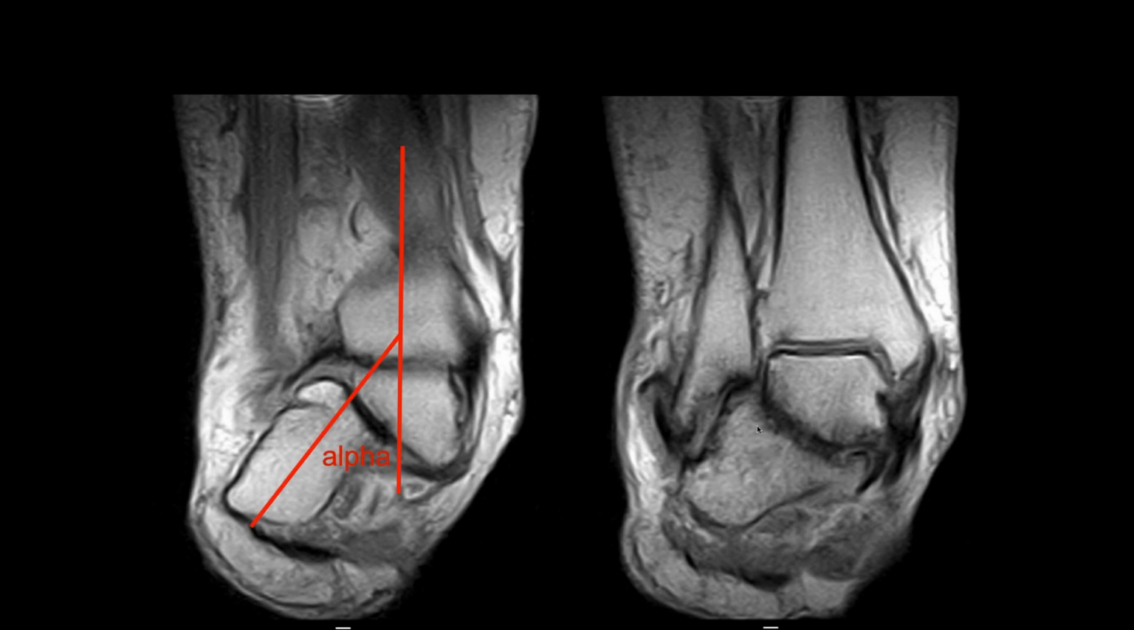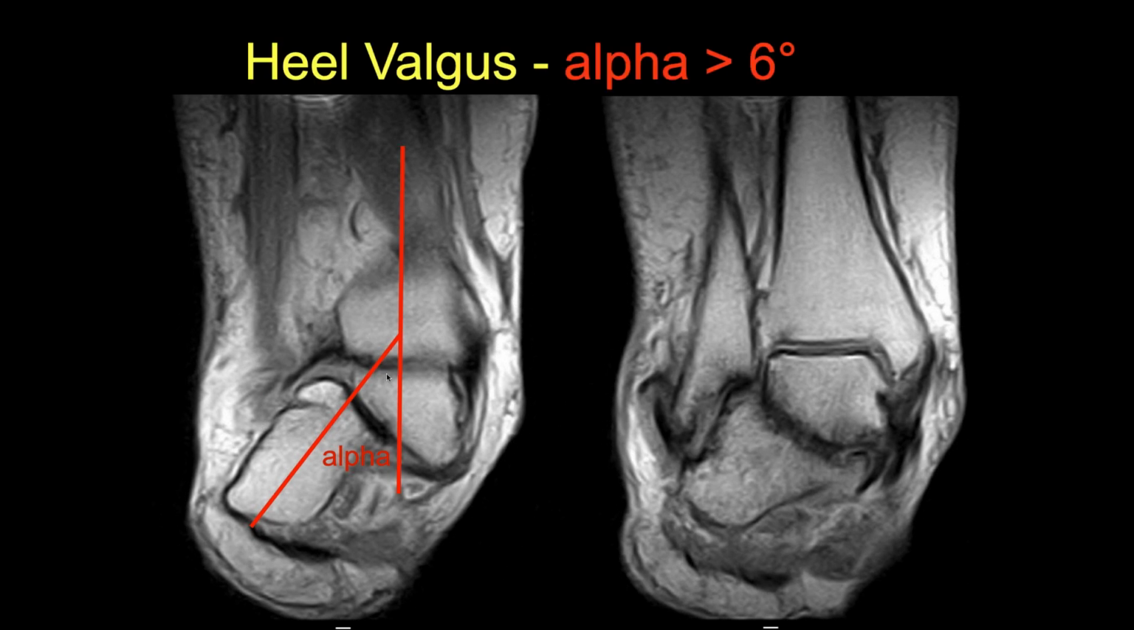And there is an alpha angle here, like there is in the hip and other places. Here you take the long axis of the tibia, the long axis of the calcaneus, and here you have to go to the posterior calcaneus in the coronal plane, not anteriorly. And then you have this angle here, and it should be less than 6 degrees. Hindfoot valgus is if this is greater than 6 degrees.